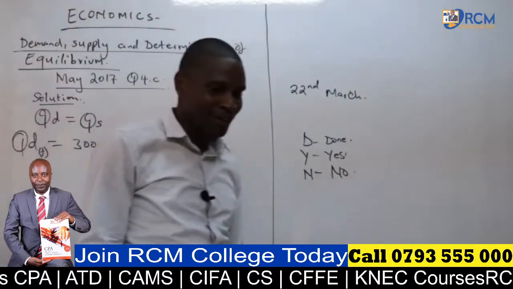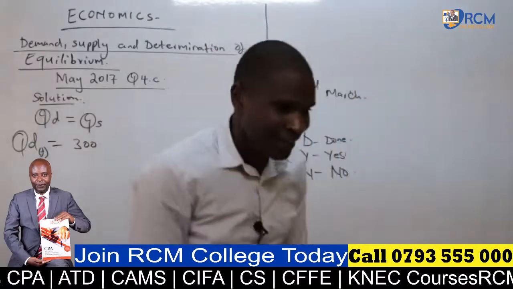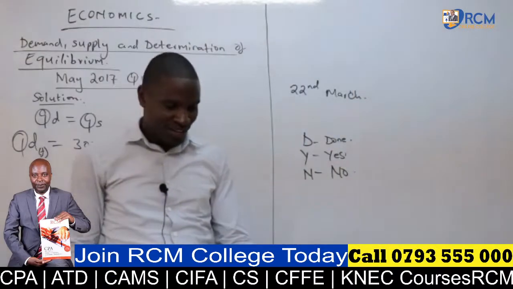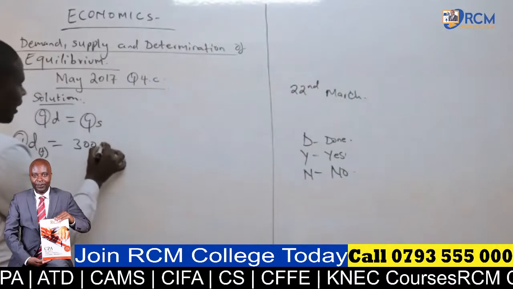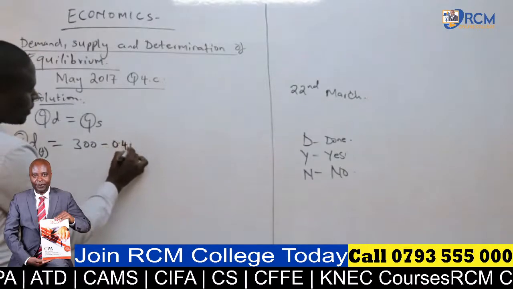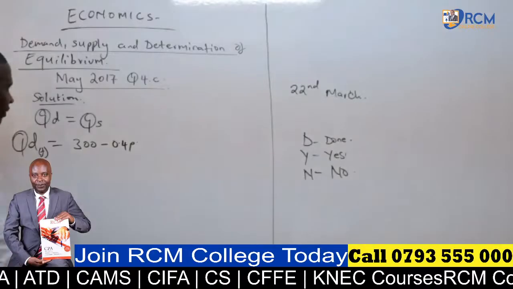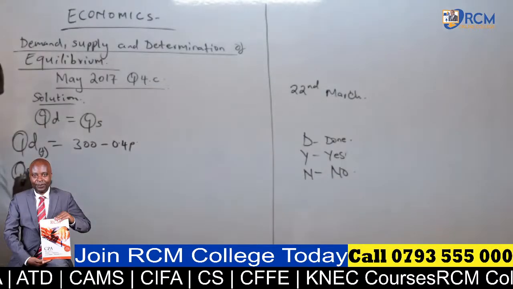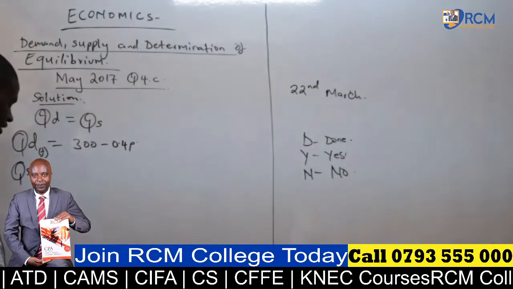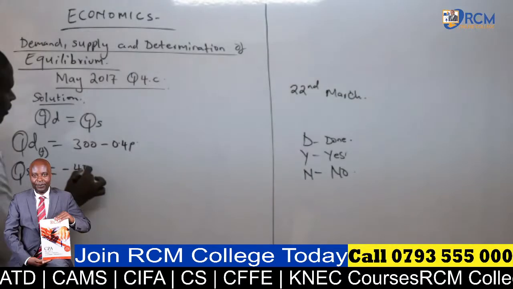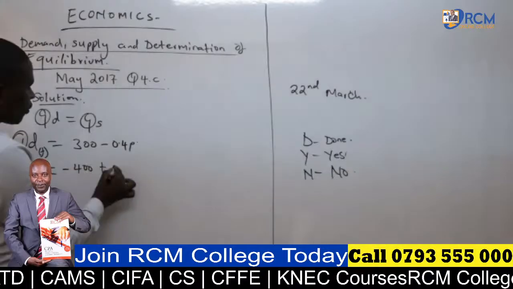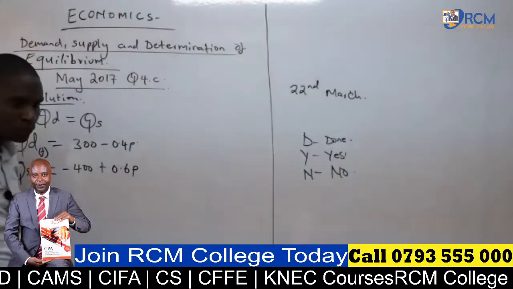Nataka nichukue swali. So you make sure that's 300 minus 0.4p. All right. And then quantity supplied, I've been told it's minus 400 plus 0.6p. With that, I'm good to go.